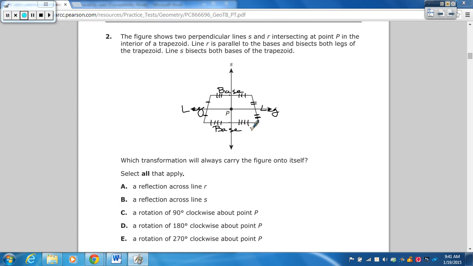Now what does all that tell us? Well, it basically tells us that this point P right here is the center of this trapezoid. A lot to mark down to just say, hey, point P is the center of that trapezoid, but they're trying to get you to understand that point P is the center of that trapezoid. So, which transformations will always carry onto itself? Now, what that means is this. When it says carry onto itself, it's going to be the same position and congruent.